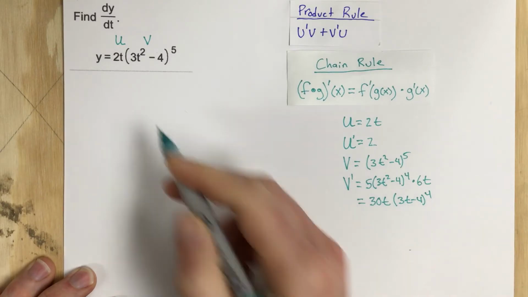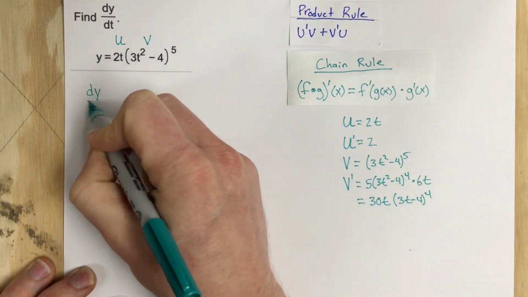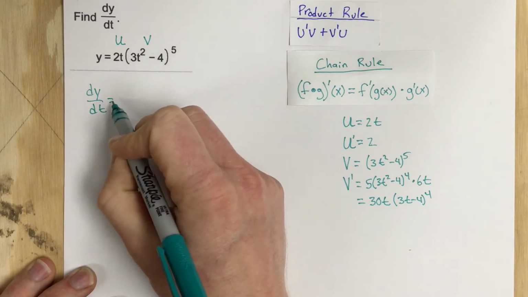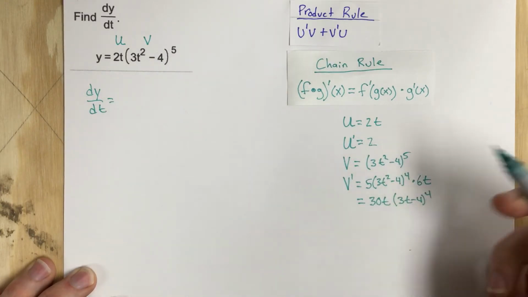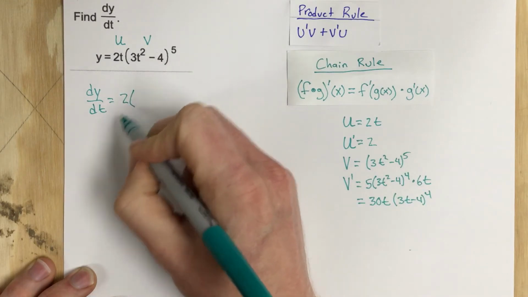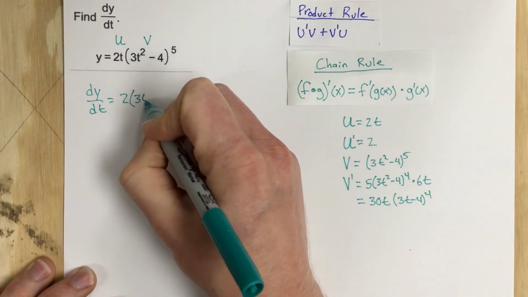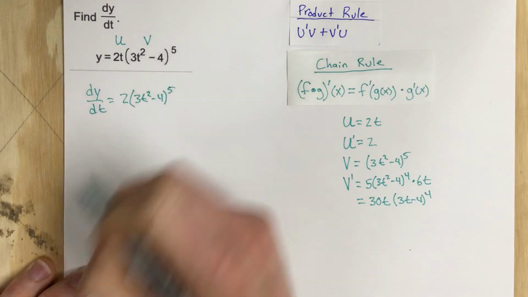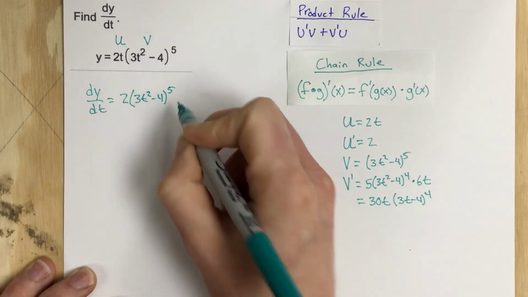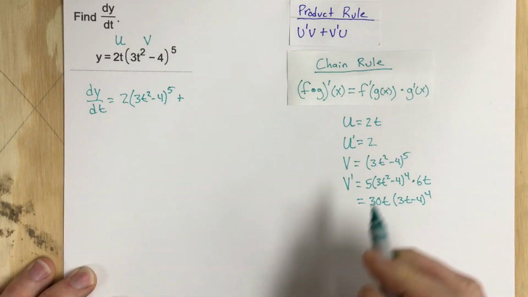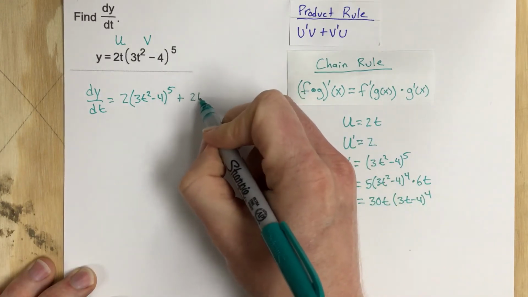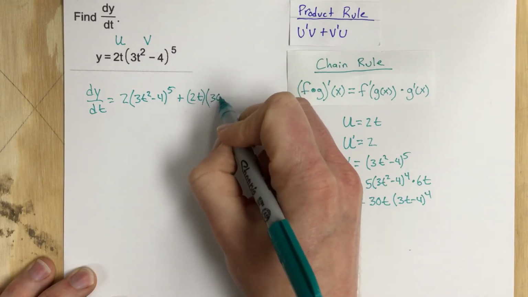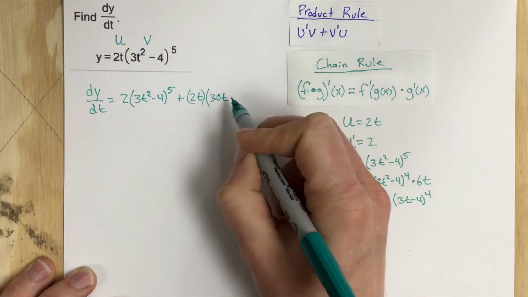So now let's use the product rule and say that dy over dt, derivative of y with respect to t, is going to equal, let's go u prime v, so it's 2 times (3t squared minus 4) to the 5th, and plus, we get 2t times 30t (3t squared minus 4) to the 4th.